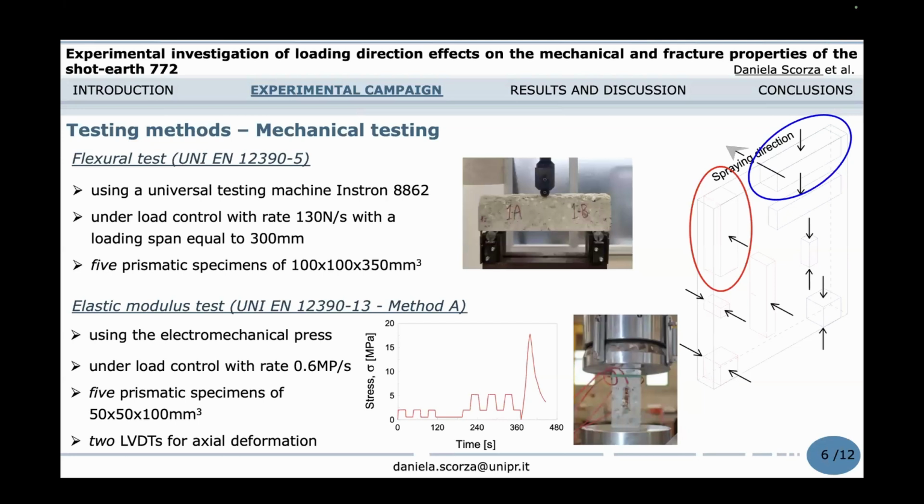5 prismatic specimens with these nominal sizes are tested for each loading direction, and 2 LVDTs are used for the axial deformation measurement. The load is applied by following the recommendation of the European standard, and the tests are performed under load control.